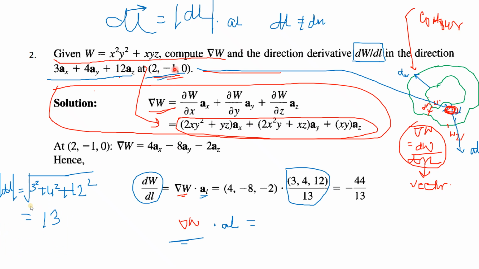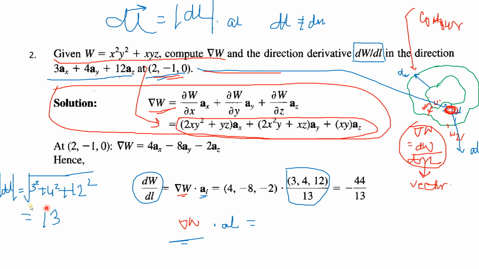So we will take this point and put the value in this gradient of w. So what are we getting? We will put 2 on x, minus 1 on y and 0 on z. So first one, what will we get? 2 into minus 1, that is 4. Next one, 8, minus 8, then minus 2. So this is gradient w at that particular point.